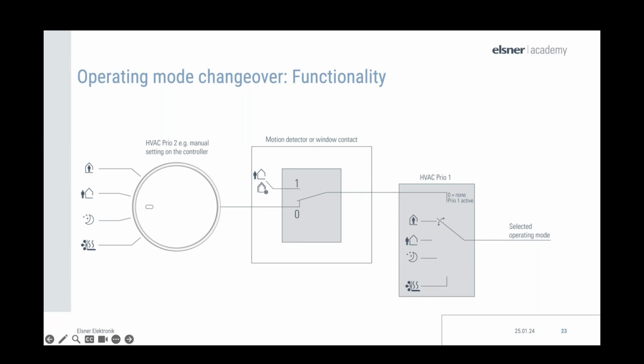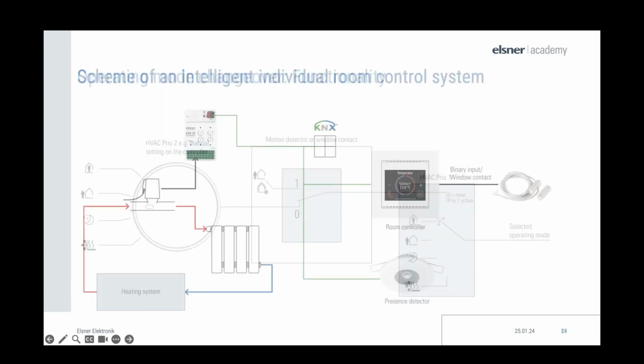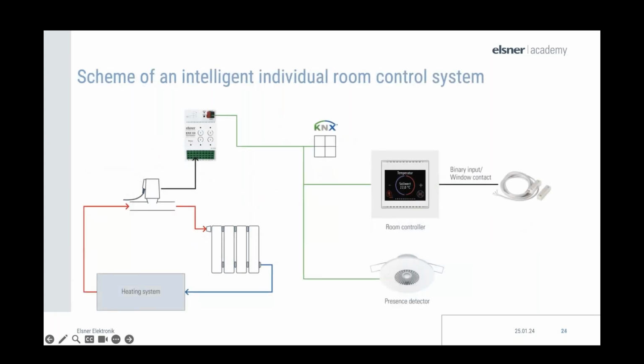Let's have a look at how this works with the products. Here in this example, I've shown again the ETR. The room controller compares the set point and the actual temperature and calculates the control value. The actuating variable is sent to the heating actuator in percentage. This opens and closes the actuator, or the valve, depending on the specification.